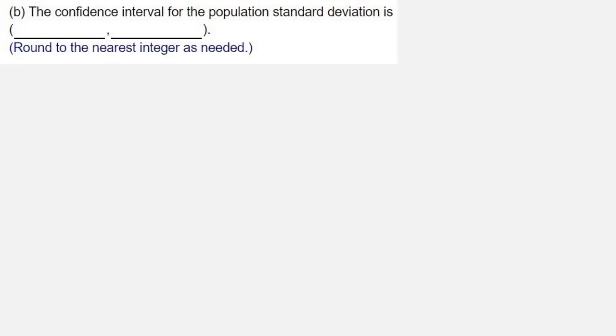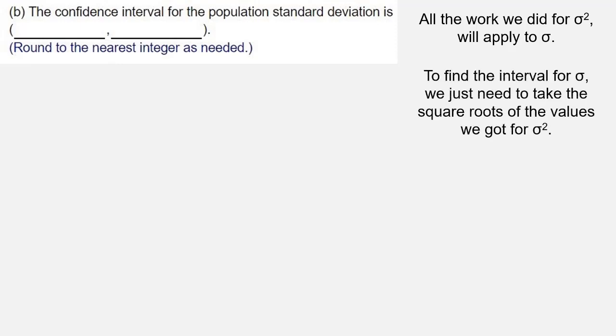Let's look at part B, the confidence interval for the population standard deviation. We've done an awful lot of work and we wouldn't want to do that much more work going forward, but luckily we don't have to because of the relationship between the variance and the standard deviation. Remember that the standard deviation is the square root of the variance. So if we take our inequality statement from the variance and we take the square root of each part, we'll get an inequality statement that applies to the standard deviation.